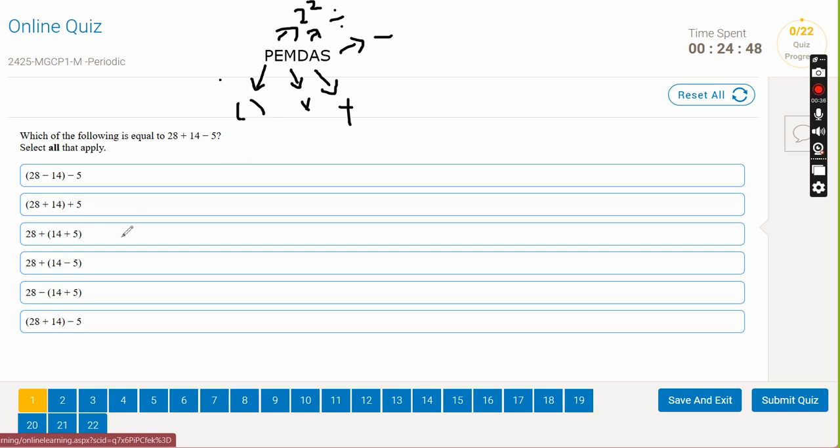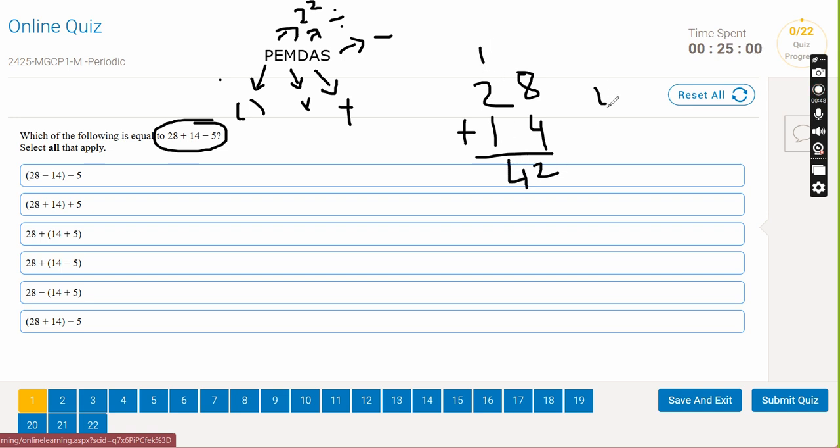Now in here, when you're following these questions, first you will solve this. What do you get? 28 plus 14. 8 plus 4 is 12. 2, 3, 4, 42. 42 minus 5. Let's do that as well. Whenever you have addition and subtraction, you're going from left to right. Keep that in mind. That's why I did 28 plus 14 first, which gave me 42. Then 42 minus 5, because I'm going from left to right. 42 minus 5 is 37. So the answer you're supposed to get is 37.